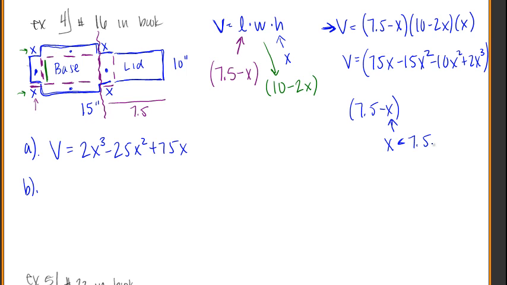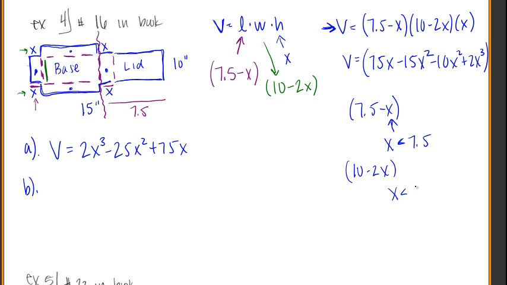I don't want to say less than or equal to, because then that's telling me that if it's equal to 7.5, then my length is 0, and how on earth are you going to find the volume of a box that has no length? So let's just go strictly less than that. If we go to the middle equation, where we have 10 minus 2x, then that's saying I need that to be positive.